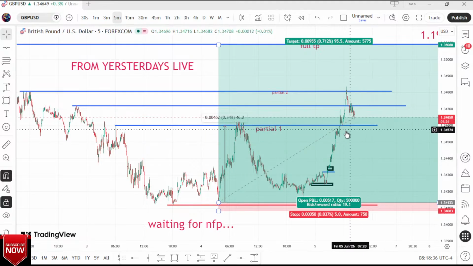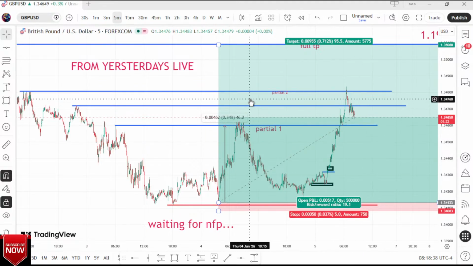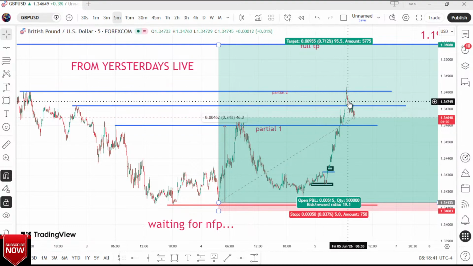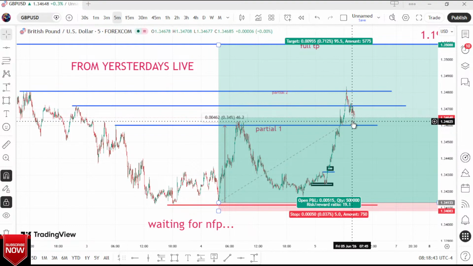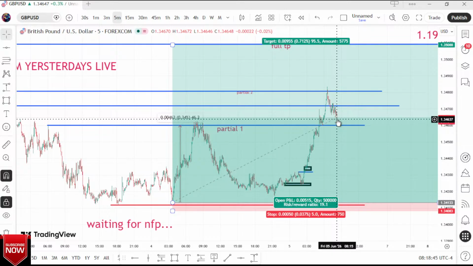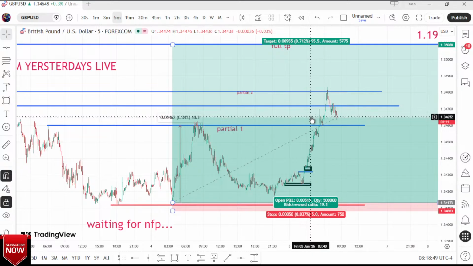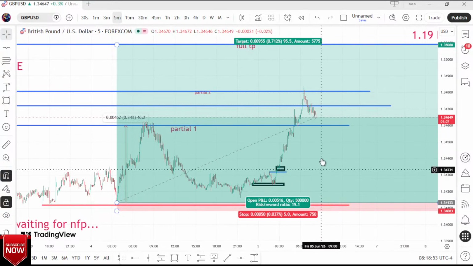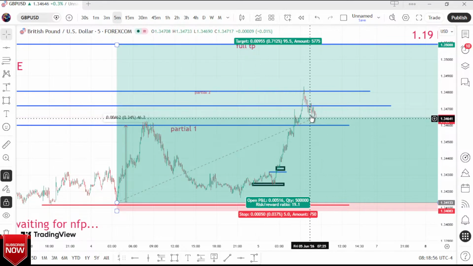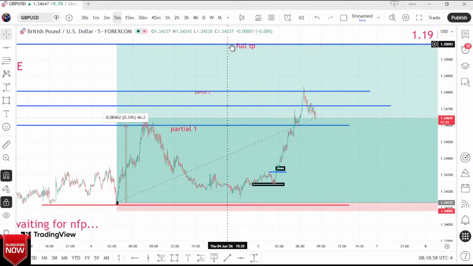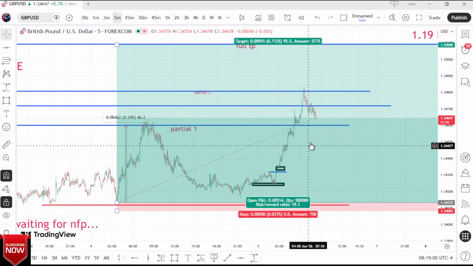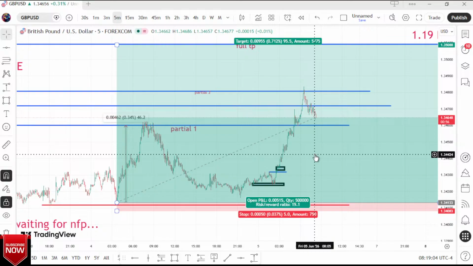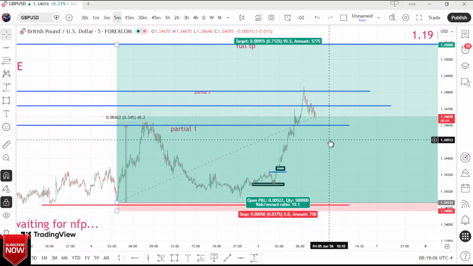Five minutes before 8:30, that's where you can validate where the spike can happen. But if you are expecting more bullish price to hit this full take profit, I don't want to see price going there, so that generally means that I am bullish in this currency pair.